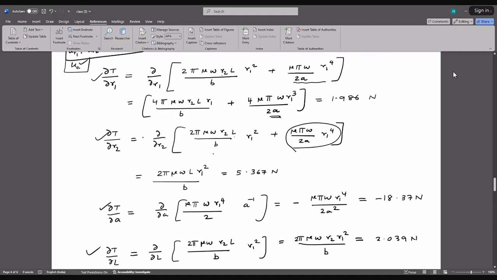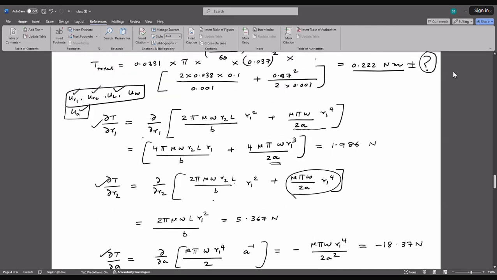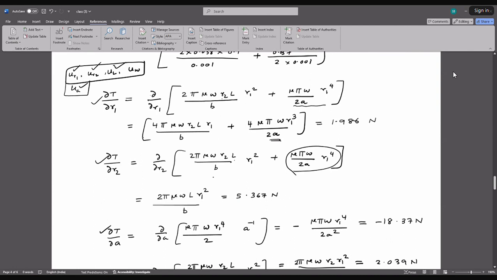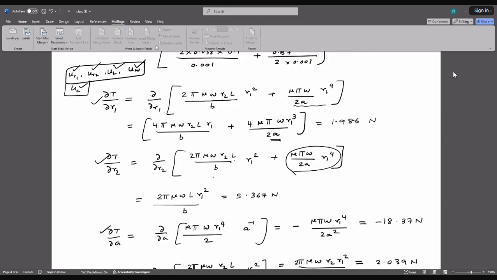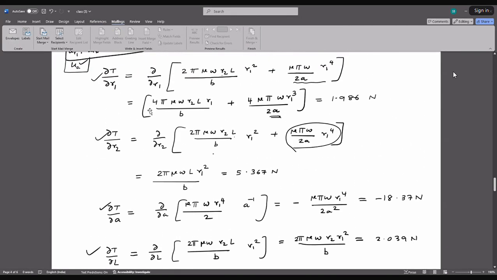So dou T over dou L is done, right? And only the uncertainty with respect to the RPM is remaining. You can see that again, RPM is appearing in both the terms.